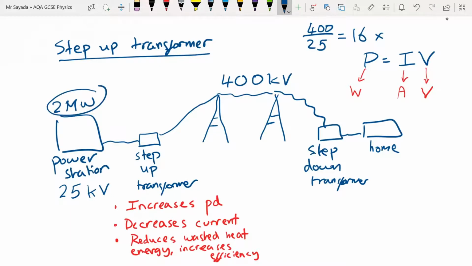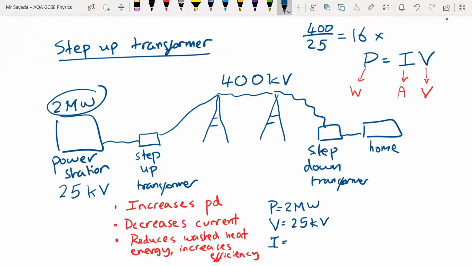What I'd like you to do is work out, if the power is 2 megawatts and the voltage is 25 kilovolts, what is the current? Pause the video while you work that out. Press play once you're ready.